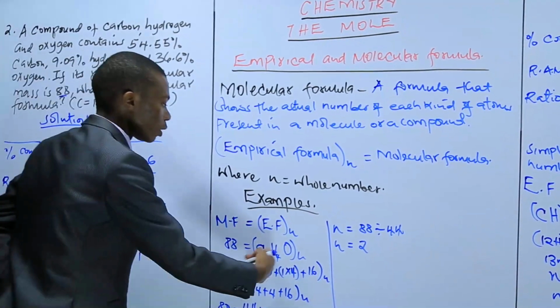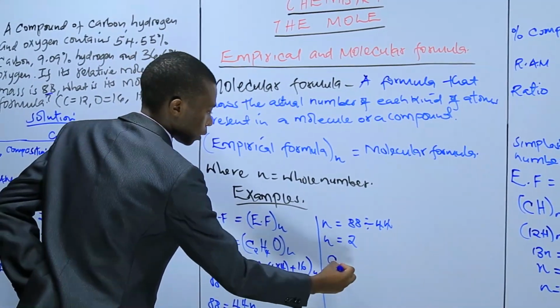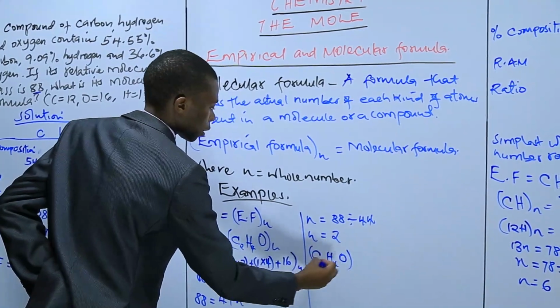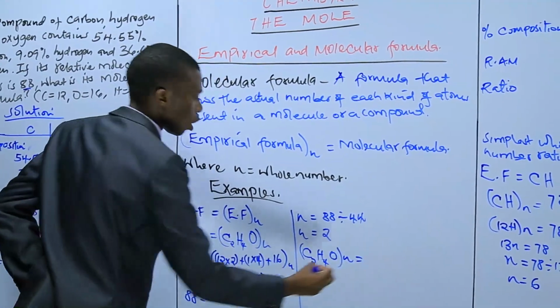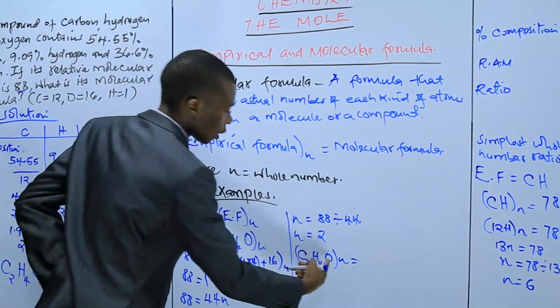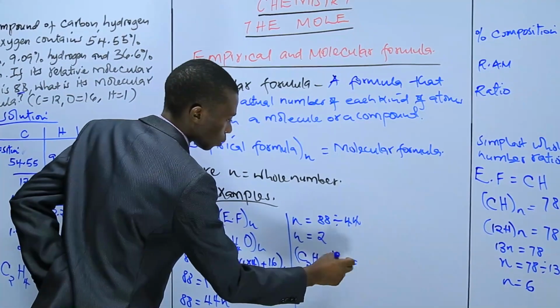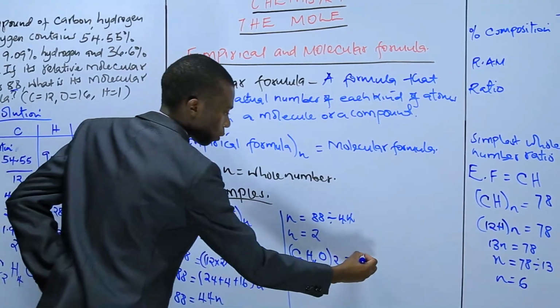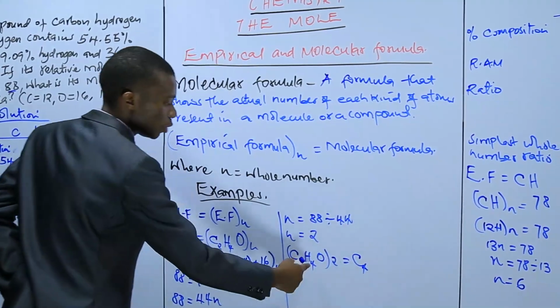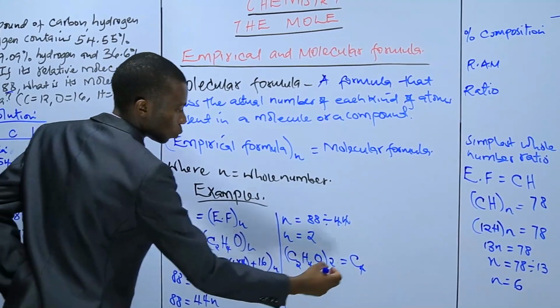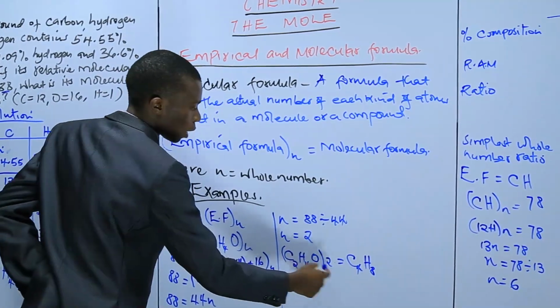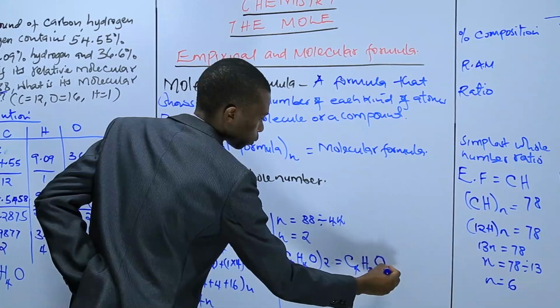Then if you substitute n into C2H4O, carbon atoms will be 2 times 2, which is 4. Hydrogen atoms will be 2 times 4, which is 8. And oxygen atoms will be 2 times 1, which is 2.